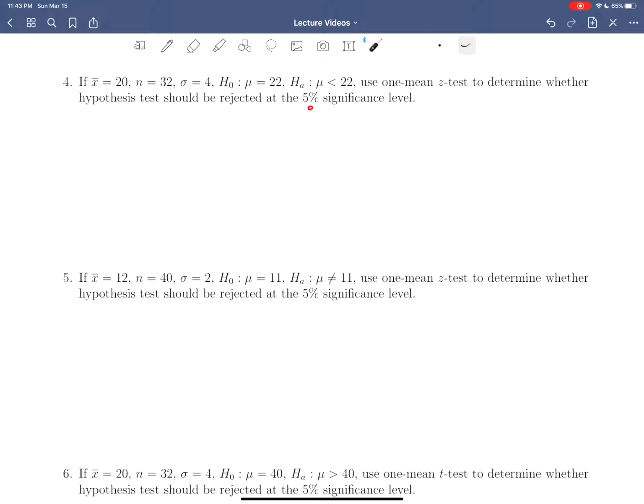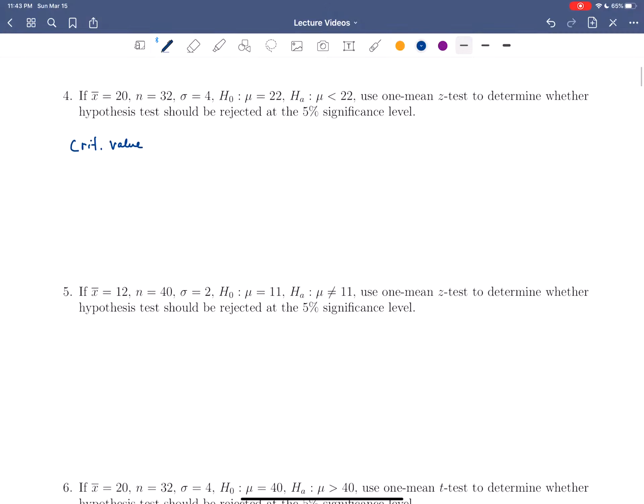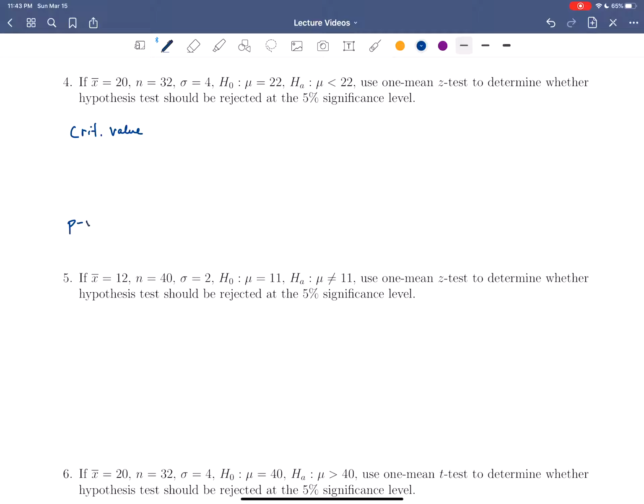And we're going to use 5% significance. Okay, so that's going to be our alpha. Our alpha is 0.05. So we're going to have two ways to do this. We're going to have, again, what I'll call the critical value approach, or we can do the p-value approach. We'll go through each of these. So first we'll do the critical value approach.